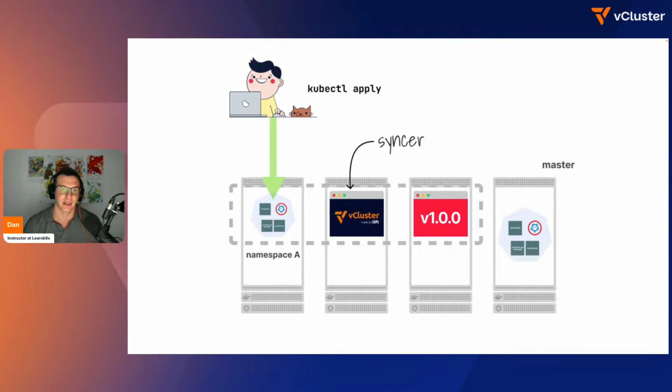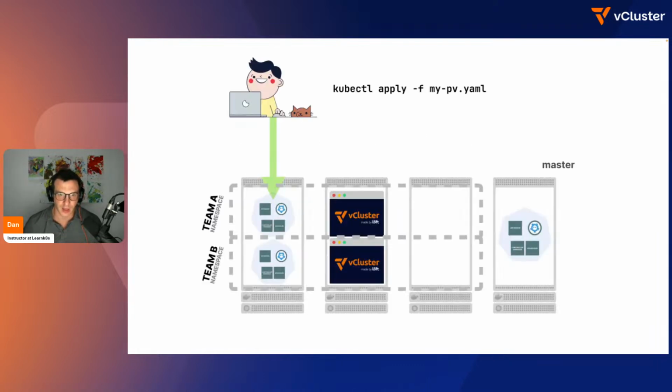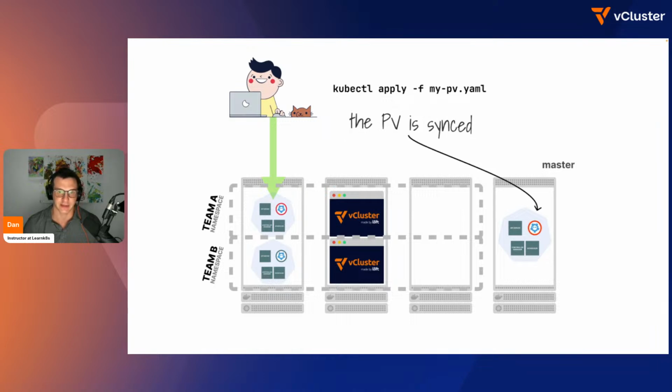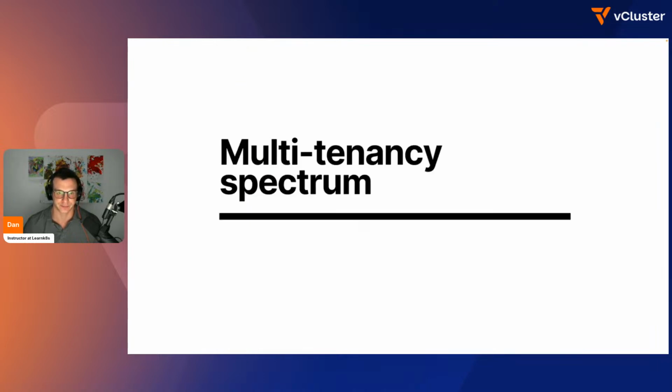So they got this syncer, which will basically just move the resources from one to the other. And then this works similarly for global resources like persistent volume. So the persistent volume will be seen only by the user that owns that particular control plane, and the volume will be synced behind the scenes by vCluster.